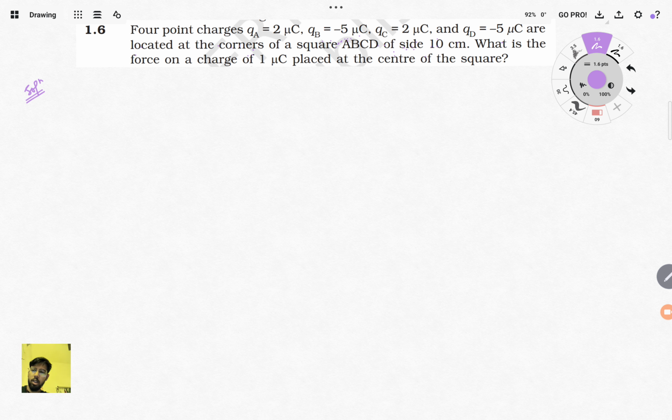So what the question says is, there is a square. Let me first make the square. We have QA here, then QB, then QC, and then QD, right? After that, in the center of this square, I have 1 microcoulomb of charge, right? And the side of this square is 10 centimeter, or you can say 0.1 meter.